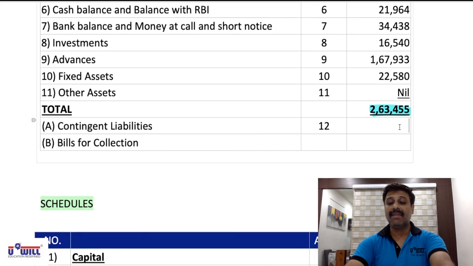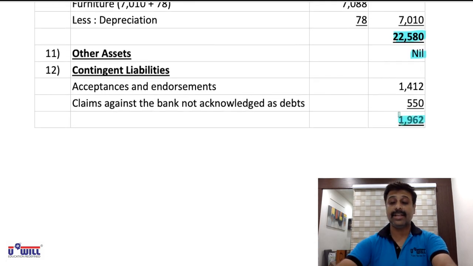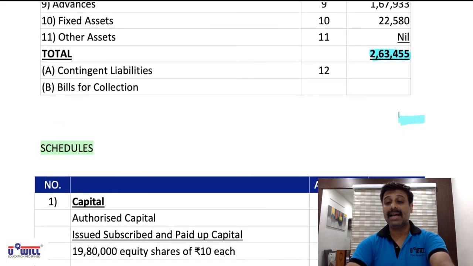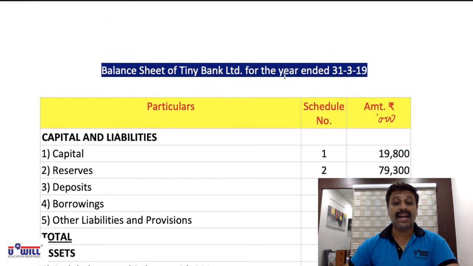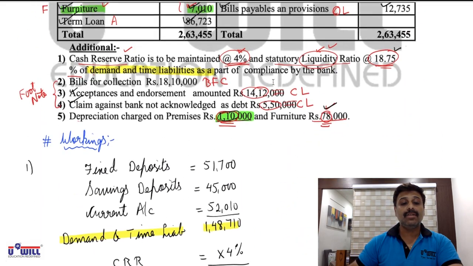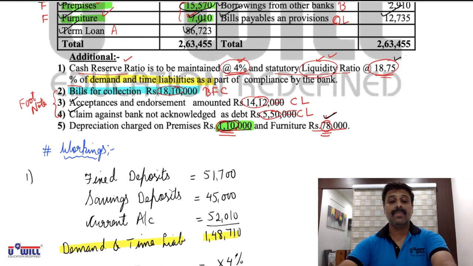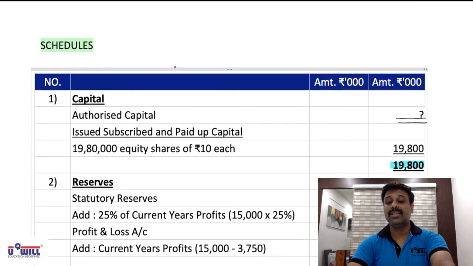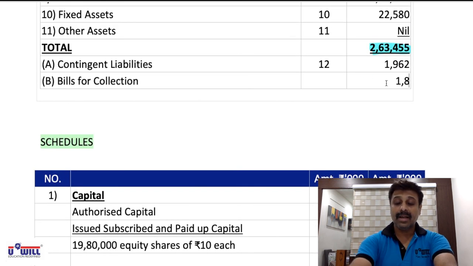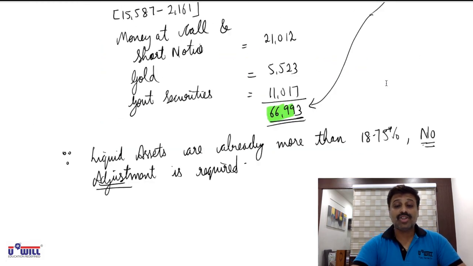Now contingent liabilities, Schedule 12 we have done, they are 1962. And bills for collection you directly get from adjustments. You all can see this adjustment, bills for collection is 18,10,000. If you cancel 3 zeros, then only 1810. Just for the disclosure, we have to write it as a footnote. Otherwise, they are not to be included in the total of balance sheet. So this is how we have to solve the question on balance sheet.